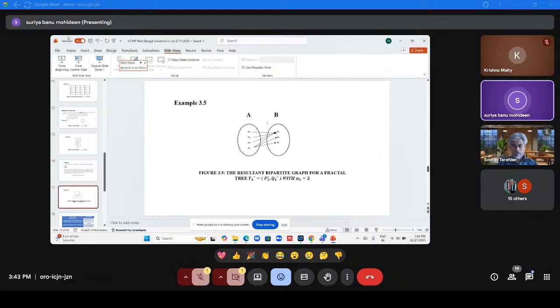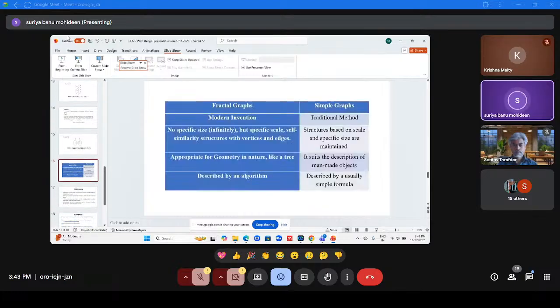Bipartite graph means the vertices can be divided into two disjoint sets. So no two adjacent vertices have the same color. Then it can be denoted with two colors. We can use only two colors. So I can use two colors for my fractal tree. Therefore, it can be a bipartite. It can be a tree. It can be a bipartite graph.